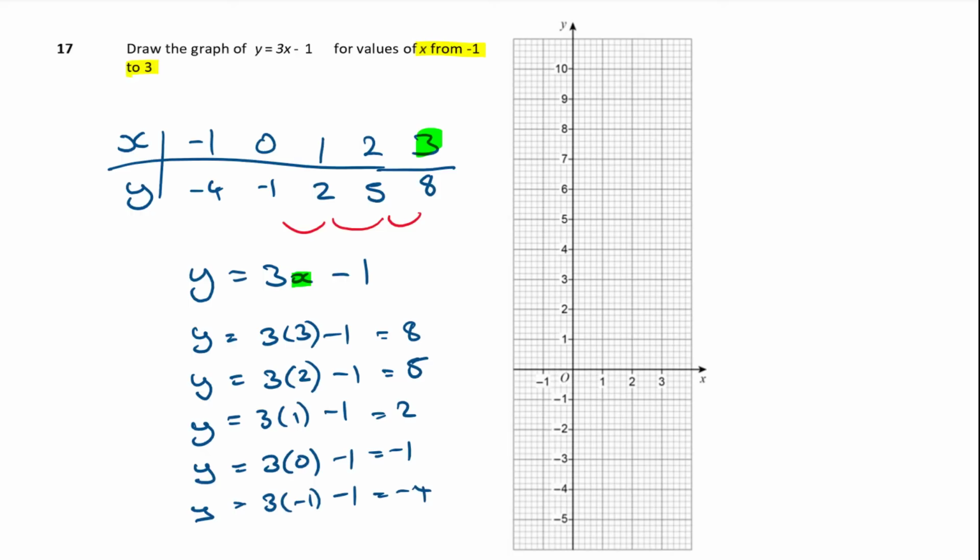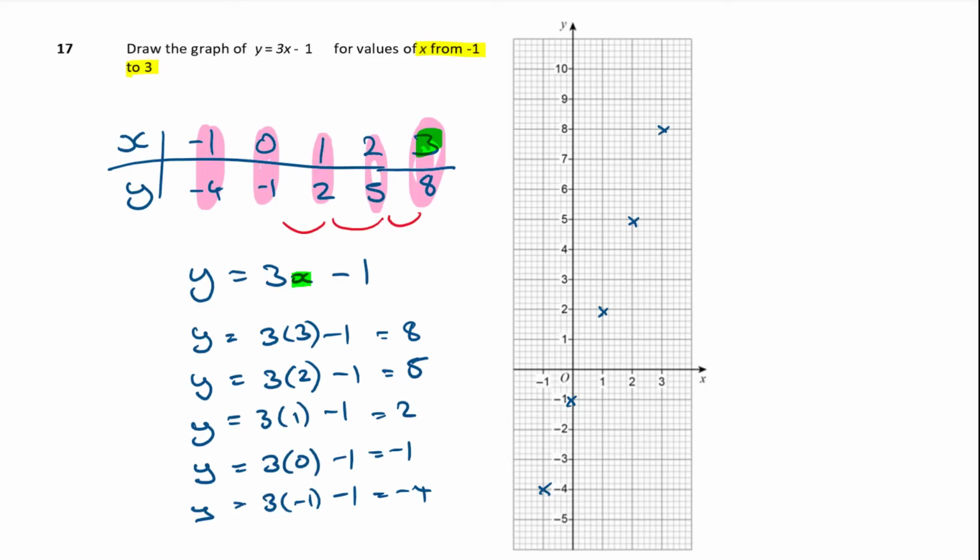Okay, so now I've got my points I can plot, because each one of these makes a coordinate I can plot on my graph. Okay, so the first one is minus 1, minus 4. So I'm going to have a cross at minus 1, minus 4. It's down here. Then I've got 0, minus 1. 0, minus 1 is here. 1, 2. 2, 5. And 3, 8.